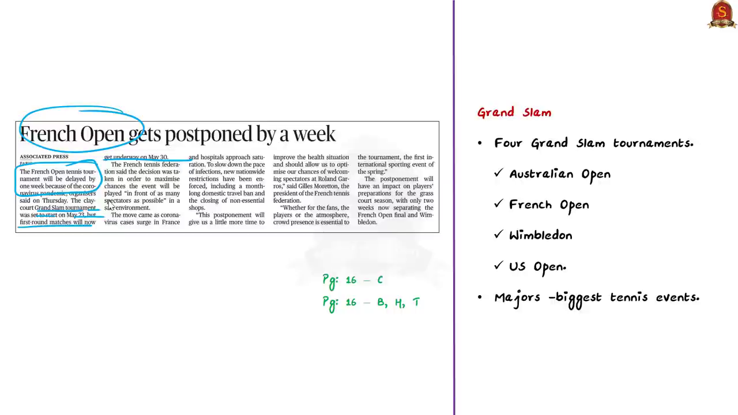See, there are four Grand Slam tournaments in tennis. They are Australian Open, French Open, Wimbledon and US Open. These events are also called majors because they are the biggest tennis events of the year. First, let us see about the Australian Open.